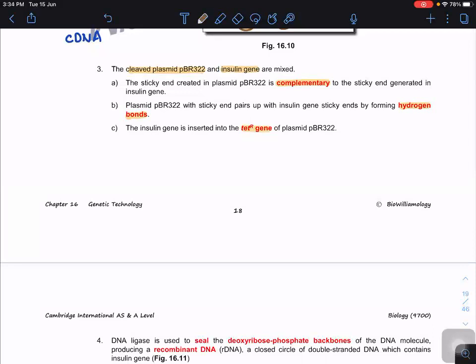So understand the concept here. If I have the original gene, this is the part that students always confuse. If I have a tetracycline resistance gene, it is going to give us the tetracycline resistance protein.